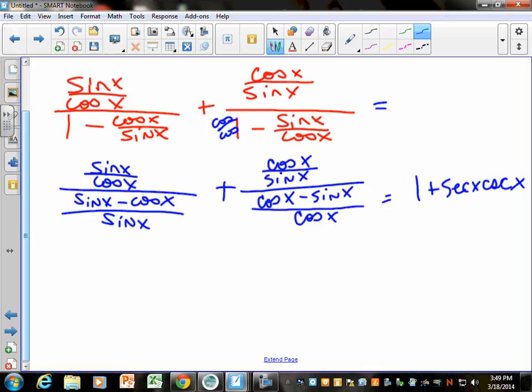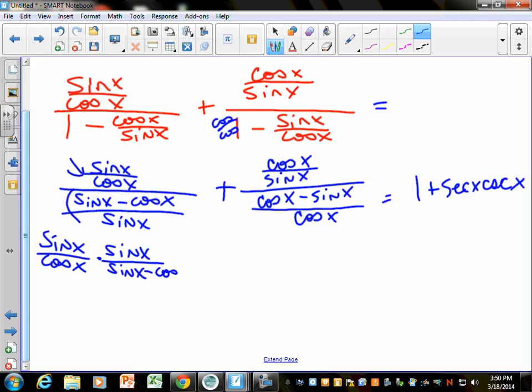Now that I have a fraction over a fraction in each one, I think we should see what we can do. Like multiply by the reciprocal. So that's going to stay sine of x over cosine of x. And then I'm going to flip the bottom over. So that's going to become times sine of x over sine of x minus cosine of x. Do the same thing with the other side. So that's cosine of x over sine of x times the reciprocal of the bottom, which is cosine of x over cosine of x minus sine of x.